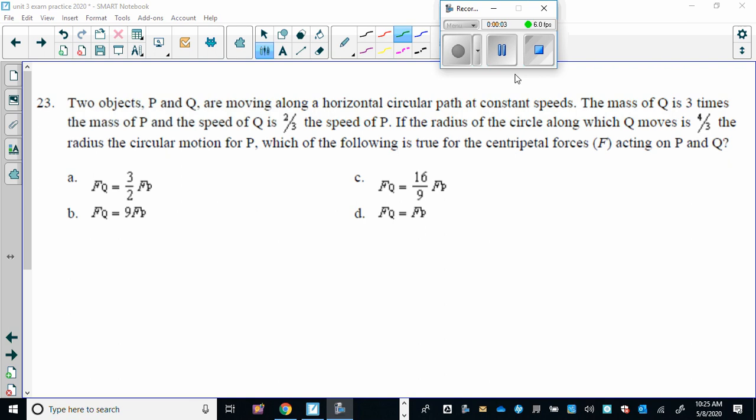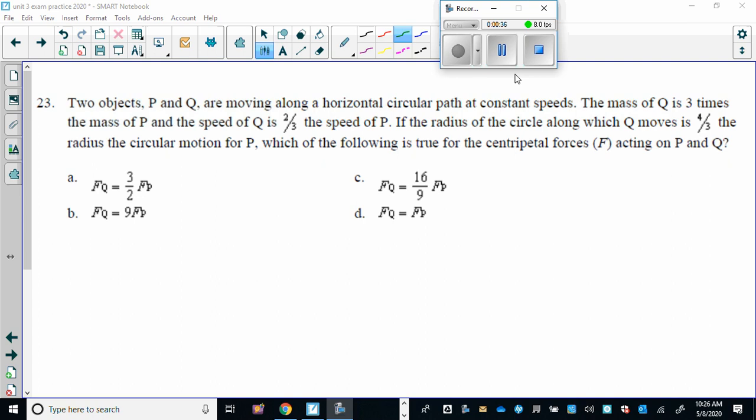Question 23. Two objects P and Q are moving in a horizontal circular path at constant speeds. The mass of Q is 3 times the mass of P, and the speed of Q is 2/3 of the speed of P. If the radius of the circle along which Q moves is 4/3 the radius of the circular motion for P, which of the following is true for the ratio of the centripetal forces acting on P and Q?